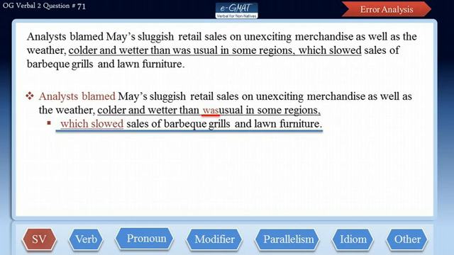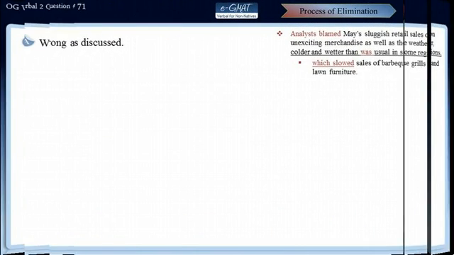Also, the which clause modifies cold and wet weather. Being a relative pronoun clause, it must be placed closer to the entity it modifies. But the way it is placed now, it seems to refer to regions, which is nonsensical. Alternatively, this modifier may be construed to modify the fact that weather was colder and wetter than usual. Now, the which modifier, being a noun modifier, cannot modify the action, and hence we have a modifier error in this sentence. Well, these are the two errors here, and let's run the POE to find out which one is the correct answer.